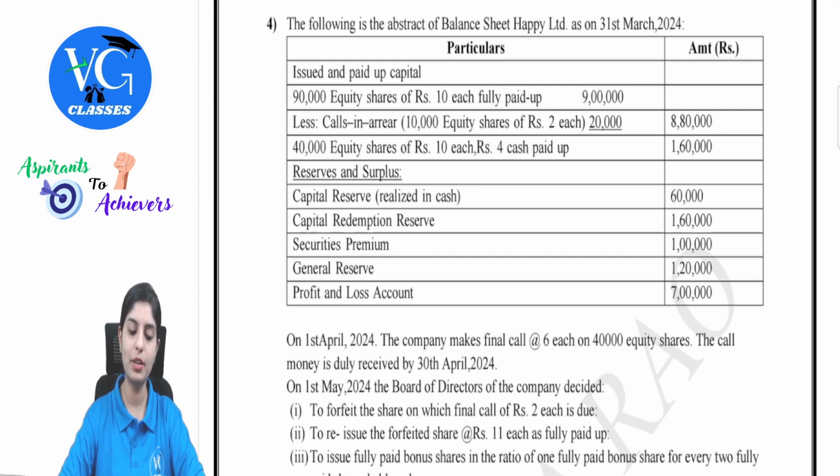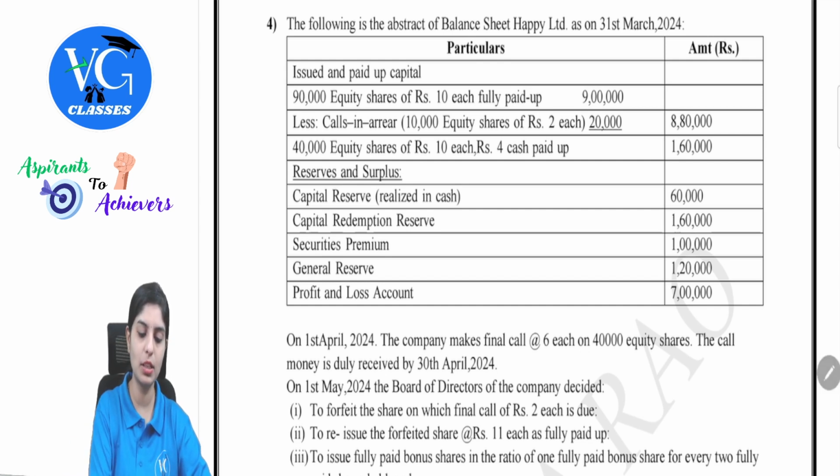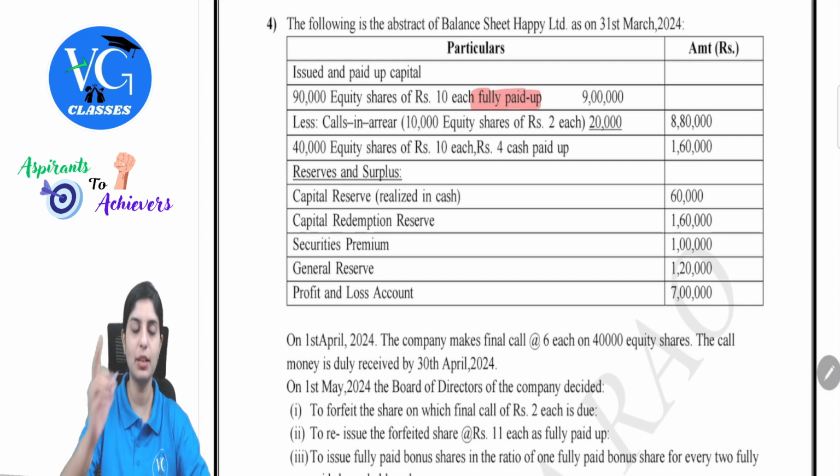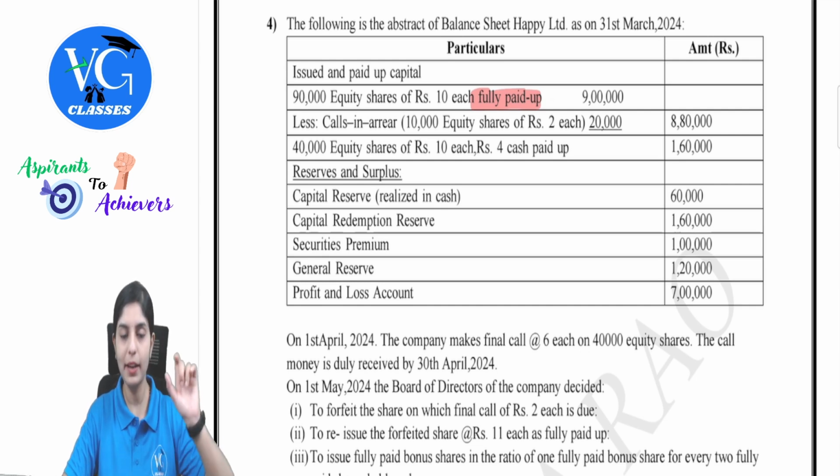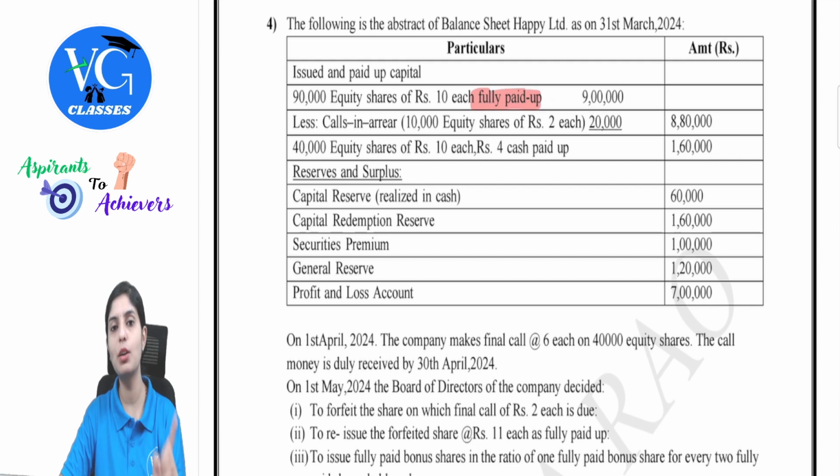The following is the abstract of the balance sheet of API Limited as on 31st March 24. So issued and paid up capital is given. As you read, you will have to observe the pointers relevant to solve the question. There are 90,000 equity shares of 10 each fully paid up. So this is again an important observation if they test on bonus issue. Further, there are calls in arrears on 10,000 equity shares of 2 each. That means for the 90,000 there is no problem. The 10,000 have a balance of 2 rupees.